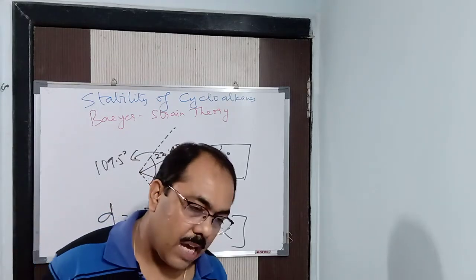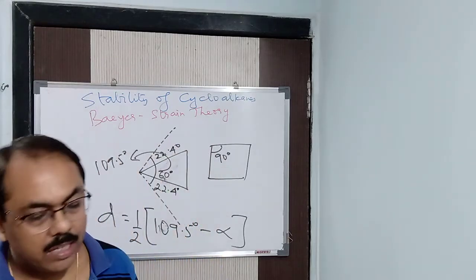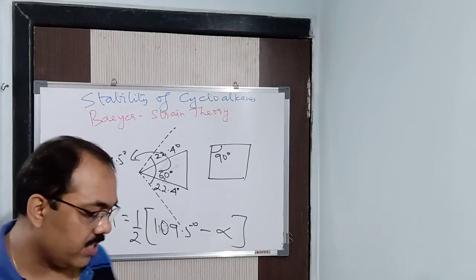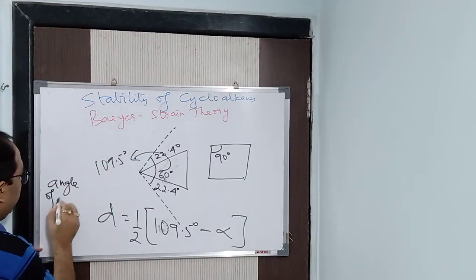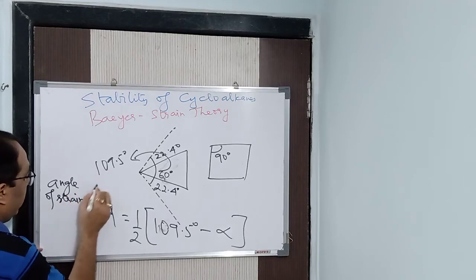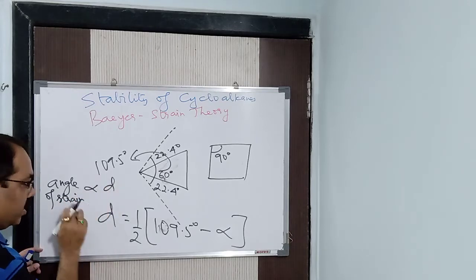In this way, next is what he concluded: that the angle of strain is directly proportional to D. Angle of strain is directly proportional to D, meaning deviation.